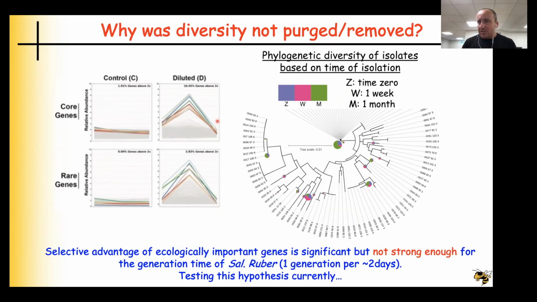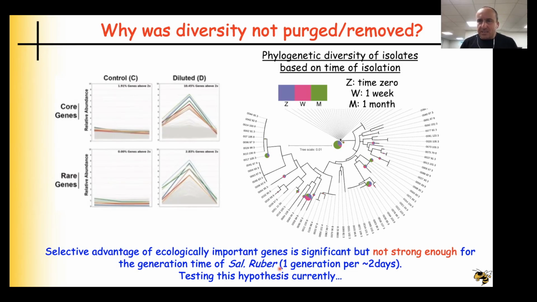And 1 month later, you see all the diversity coming up. This was a little surprising also, because we thought that they would reduce the diversity, and those that have the ecologically important genes would dominate. So our working hypothesis right now is that they are ecologically important, but the advantage is not big enough to purge the diversity. And it's only small, especially with respect to the generation time, which is 1 generation per 2 days, so they do not grow very fast.